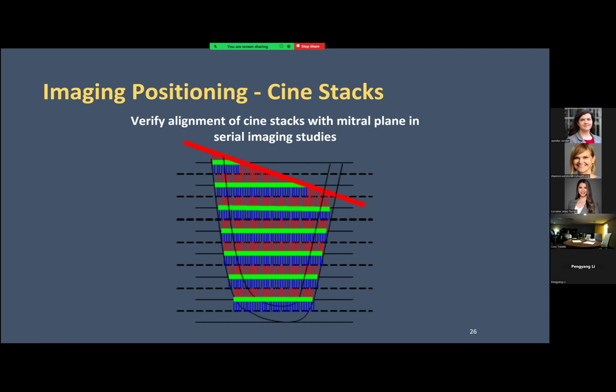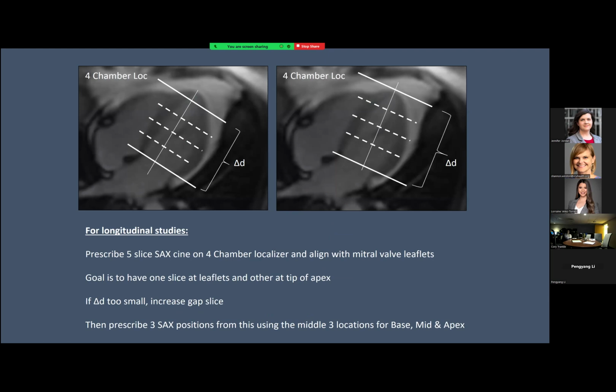When we're doing things that require our 3 short axis slices, like our parametric mapping, a technique that we've implemented that's been really helpful is our 5-slice reference. We'll take a 4-chamber and a 2-chamber image as our reference image. We will prescribe 5 slices across that, aligning the first slice with the mitral valve leaflets, and then we increase the slice spacing such that we reach the tip of the apex. We can even denote the overall slice coverage there.